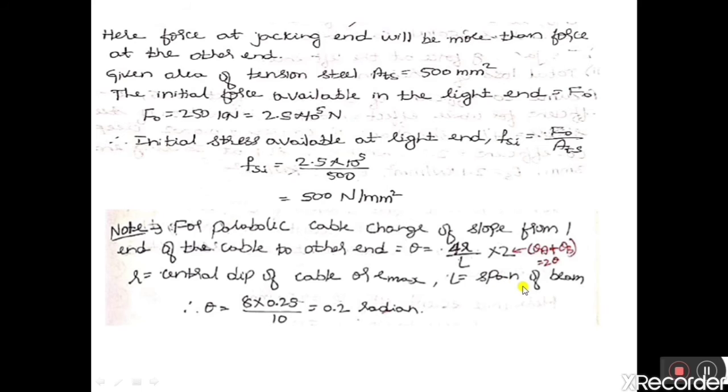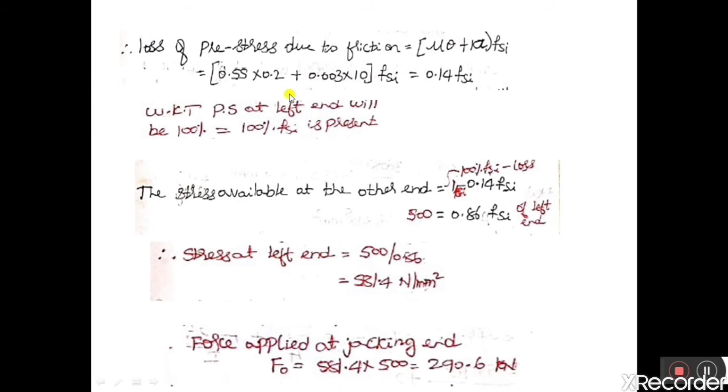So L is the span of the beam, therefore L is equal to X, or X is equal to L, which is equal to 10 meters. Therefore, loss of pre-stress due to friction, this is the formula. So substitute the calculated values in this formula.